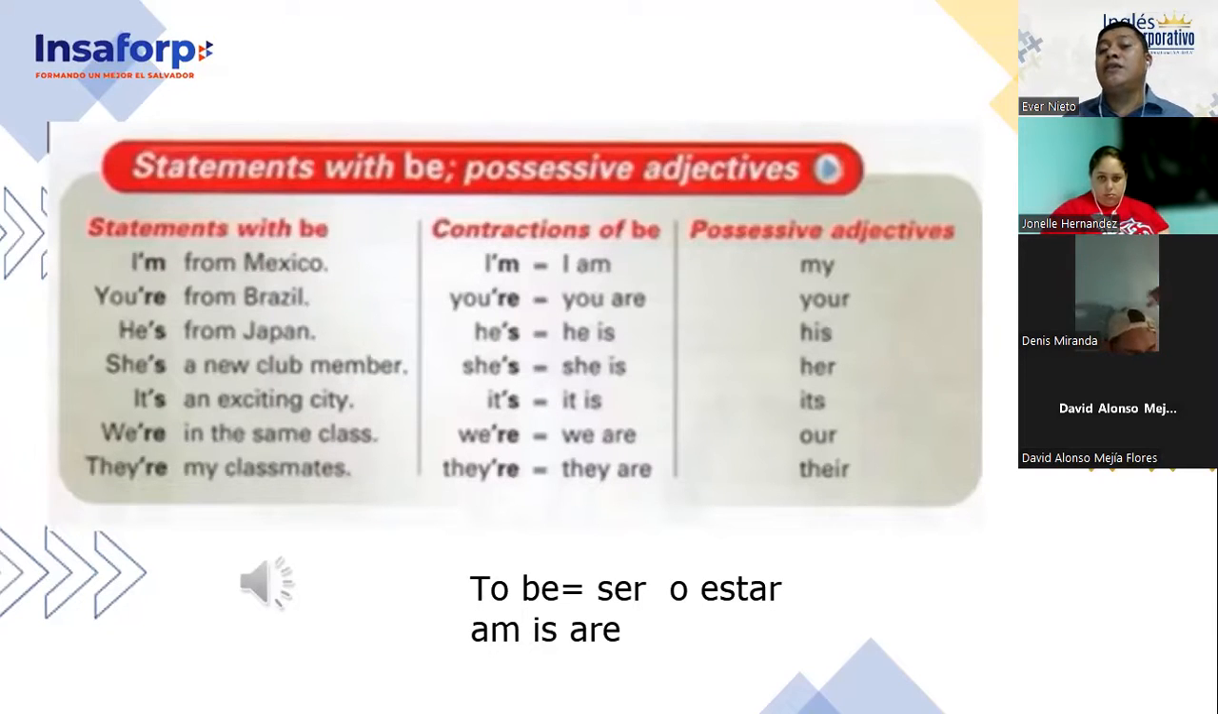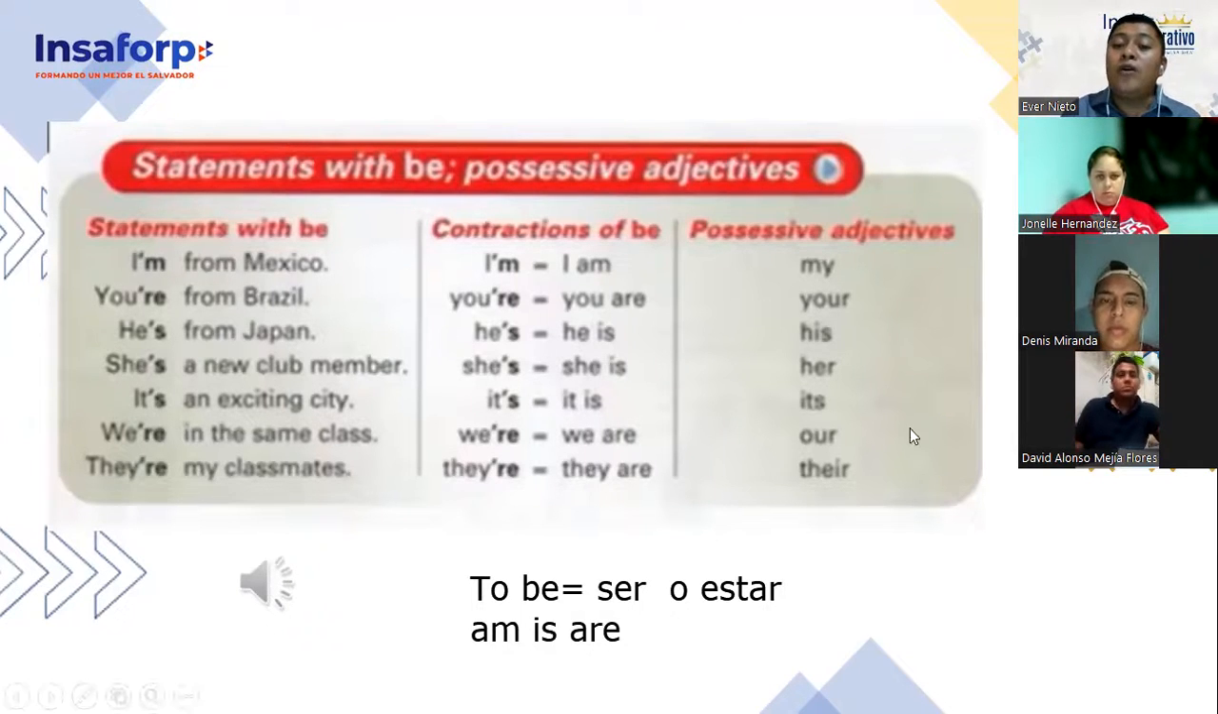Her, para decir que algo le pertenece a ella. Her sandals, her skirt, her dress, her earring. It, para decir que algo le pertenece a esto, o hablando de cosas o animales. Let's see, for example, its color is green. Its color is gray. Our, para decir que algo nos pertenece a nosotros. Our class, our house, our car, our bike. Their, que les pertenece a ellos. Their house, their car, their money. Para eso utilizamos los possessive adjectives.